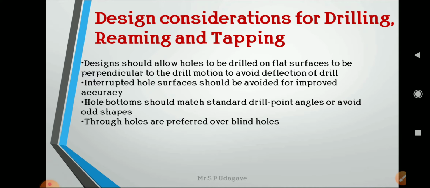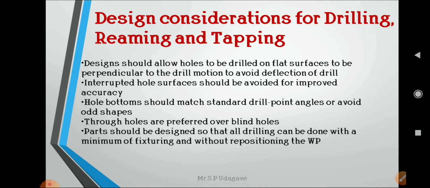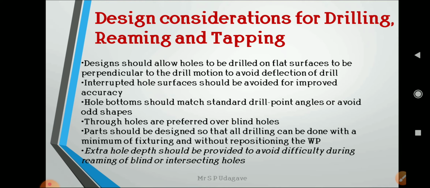Through holes are preferred over blind holes. Parts should be designed so that all drilling can be done with minimum fixturing and without repositioning the workpiece. And the last one, extra hole depth should be provided to avoid difficulty during reaming of blind or intersecting holes.